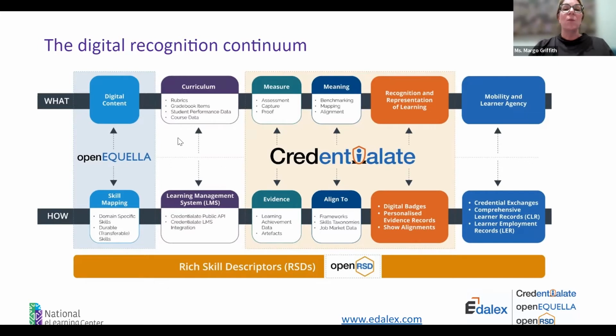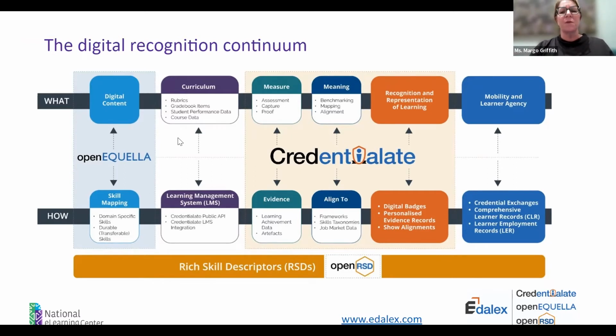And then how can we map it and benchmark it, perhaps against frameworks that you use, a national qualifications framework, a core skills for work framework. It could even be against industry standards. That in itself is a framework. But once we have this learner achievement data and we align it to competencies and skills, we then have to have some sort of benchmark around that.